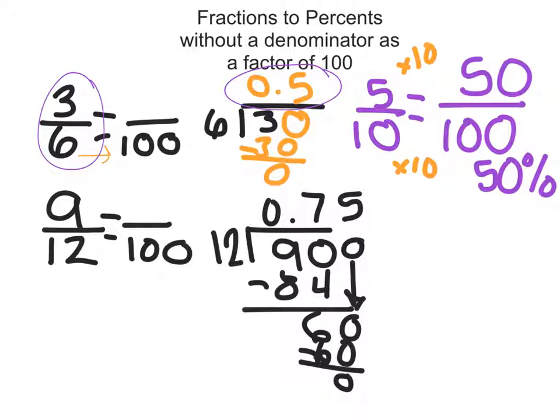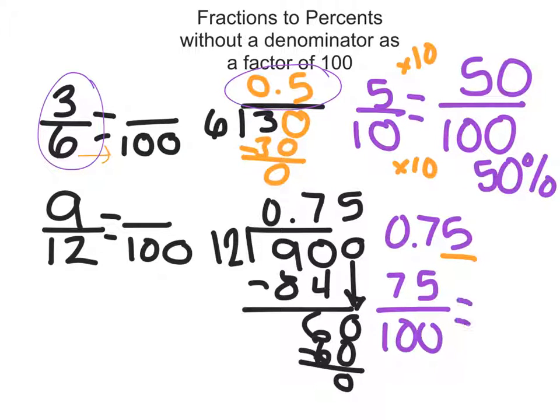So from here, we ended up with a decimal, 0.75. So we could either write this as a fraction or just use the rule that we move our decimal 2 places to the right to find the percent. But for the sake of explaining, I'm going to write it as a fraction first. So 75 hundredths, because my 5 is in the hundredths place. So I would write that 75 over 100, which we know is equal to 75%. So 9/12 as a percentage is 75%.